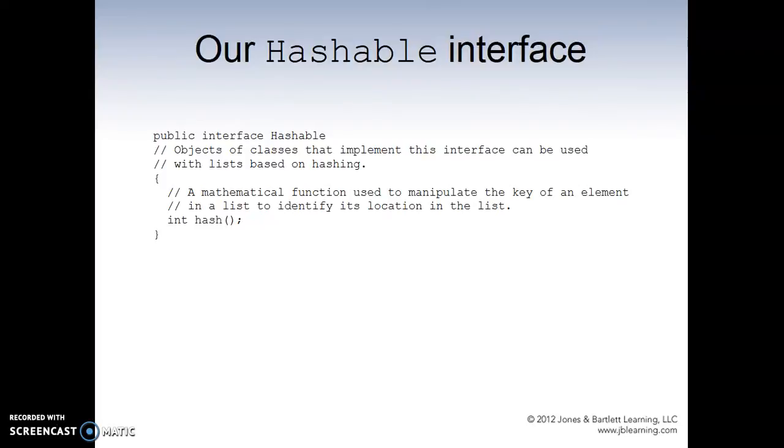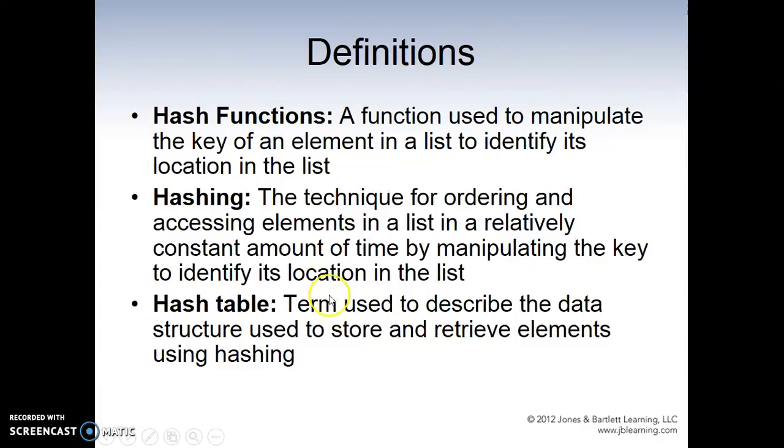So we want to look at an example when we implement the Hashable interface here. We require one method called hash. It's a mathematical function used to manipulate the key of an element in a list to identify its location in the list. That's the hash, or hash function.